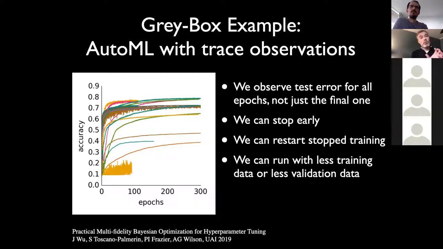You can also do fancy things like stop a training run for your supervised learning model early. You could think about stopping it and then later restarting it once you decide that actually that was a pretty promising set of hyperparameters at which to evaluate. So that's kind of how you can manipulate the number of training epochs. You can also manipulate the amount of training data or the amount of validation data, right? So all of these things are stepping outside of the realm of a pure black box and thinking about problem structure, how we can leverage that in order to improve query efficiency.